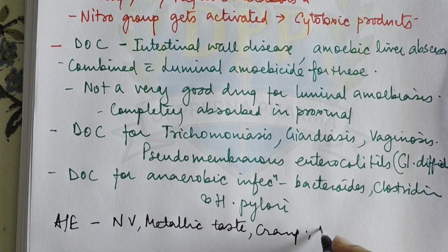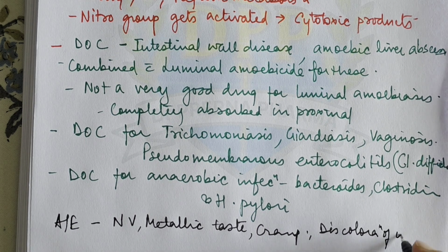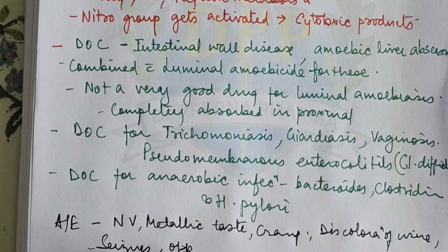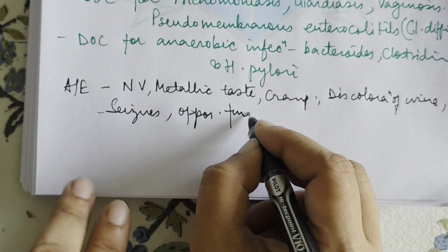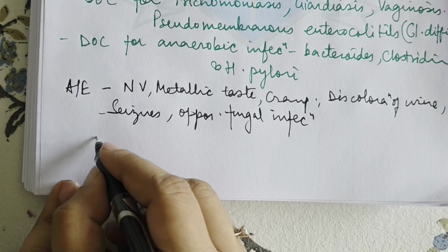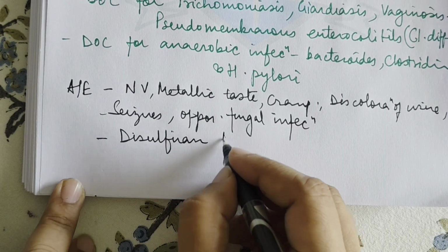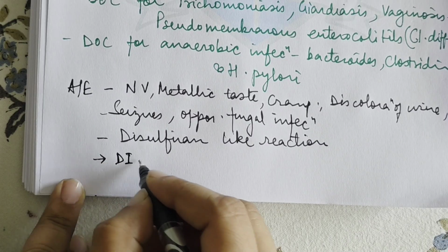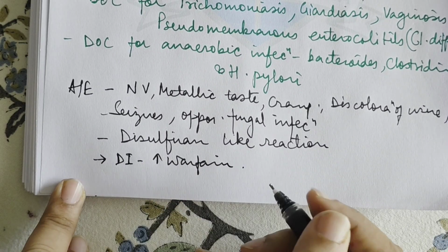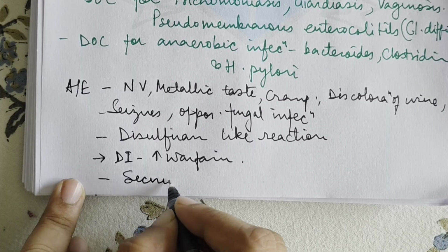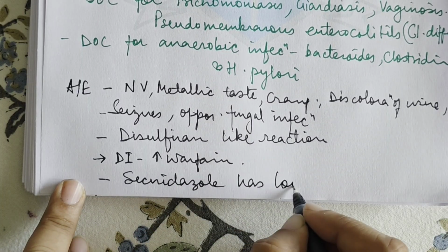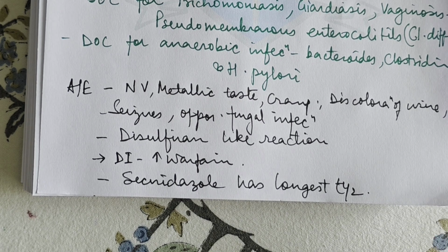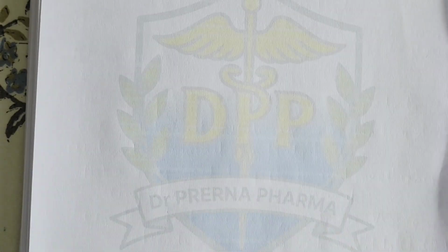abdominal cramps. Then it causes discoloration of the urine, right? It causes dizziness and leukopenia. It can also cause seizures. Then opportunistic fungal infections can occur. Most important is that it causes a disulfiram-like reaction with alcohol. Then it has a lot of drug interactions, so it increases the action of warfarin, right? Now, out of this, secnidazole has the longest half-life. So secnidazole is basically given as a single dose also. So these are the various features about the nitroimidazoles.